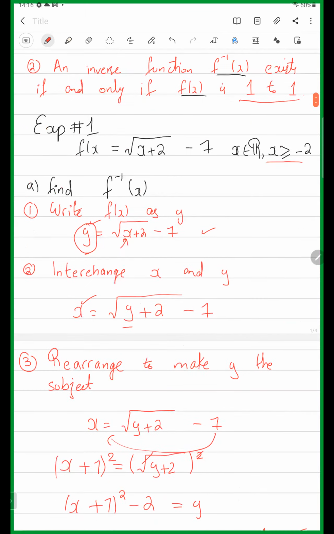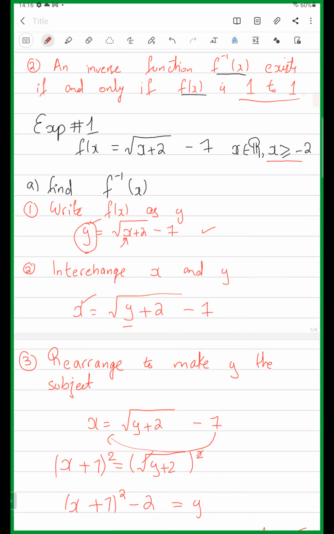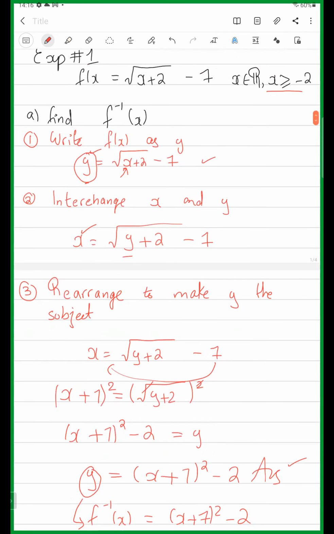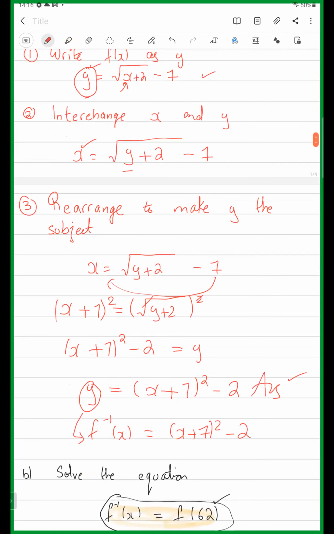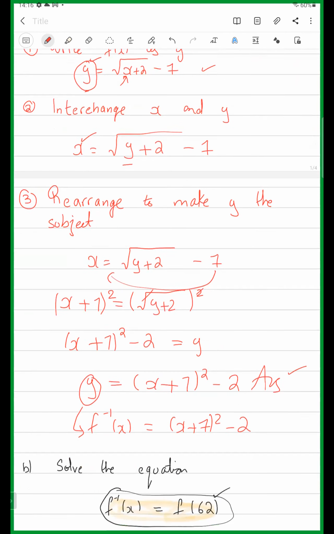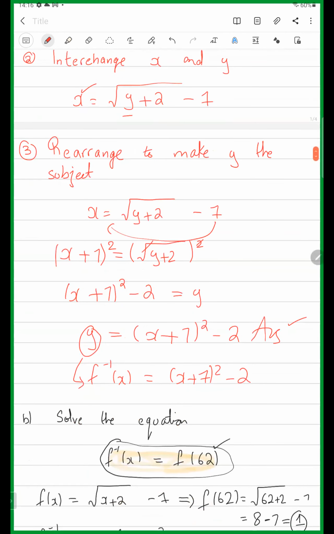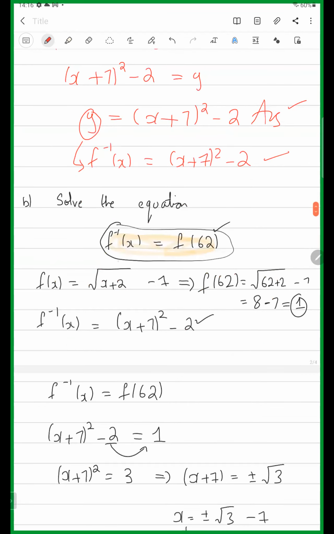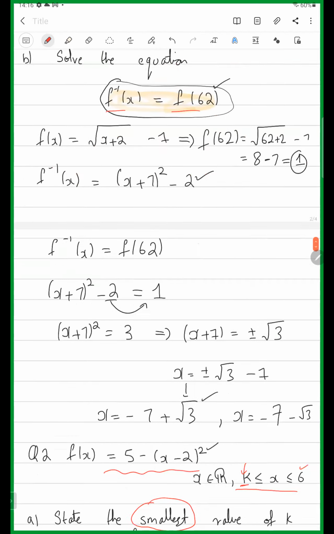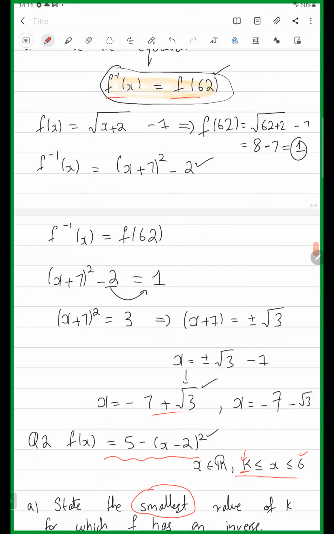That was simple by writing down y instead of f of x, then by interchanging x and y, and then by making y the subject. And at the end, we had to write down f inverse of x and then whatever we got for y. Then we had a condition that f inverse was equal to this. So f inverse was clear. F of 62 turned out to be 1, and we just simplified and we got these two values of x, and we would write them down directly until and unless the examiner wants you to give the answer in decimals or significant figures or stuff like that.